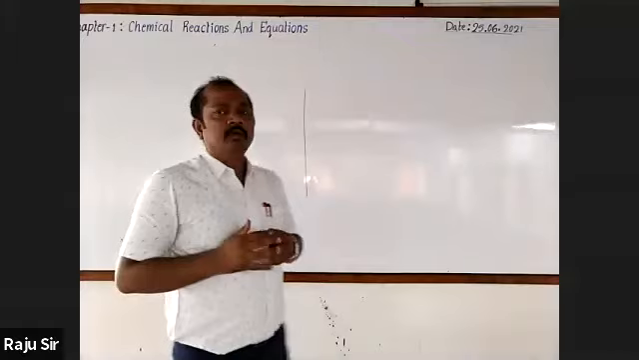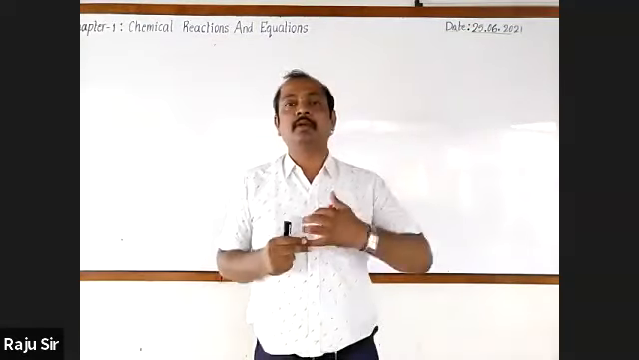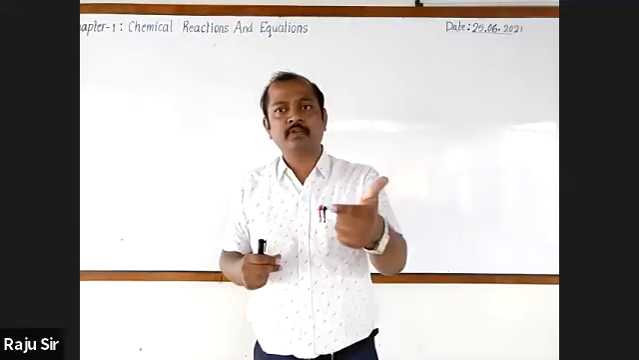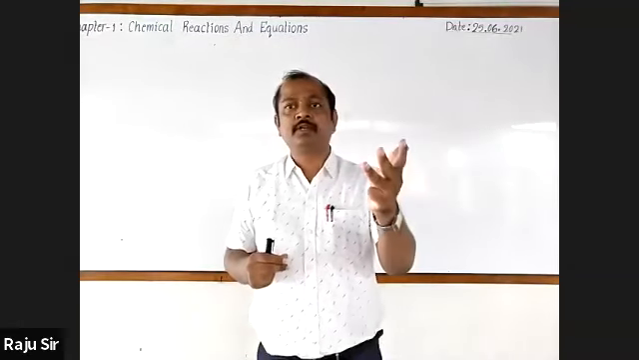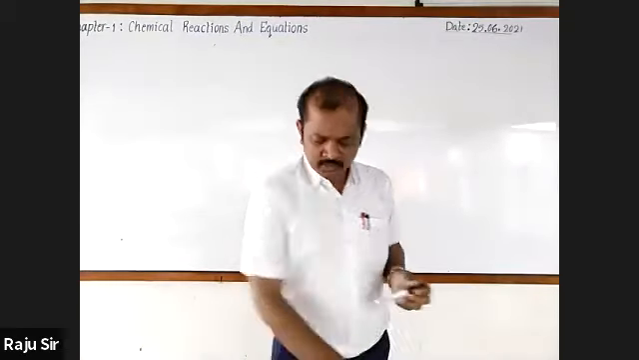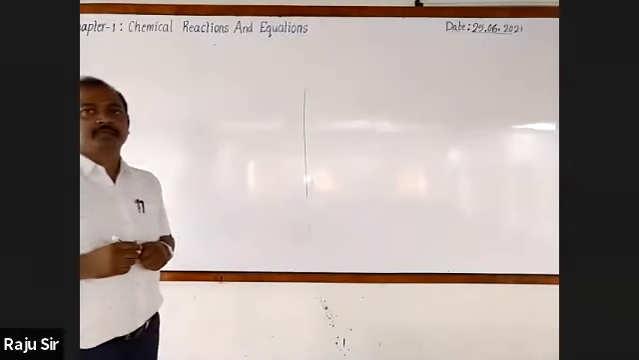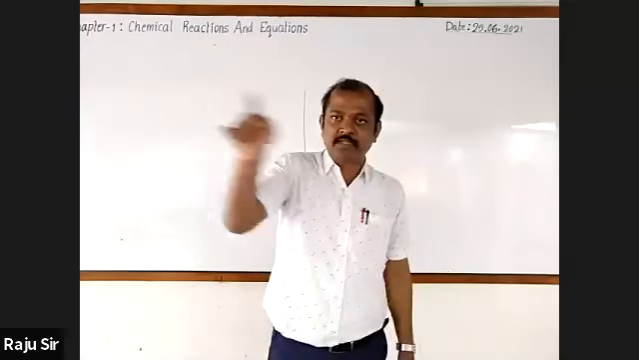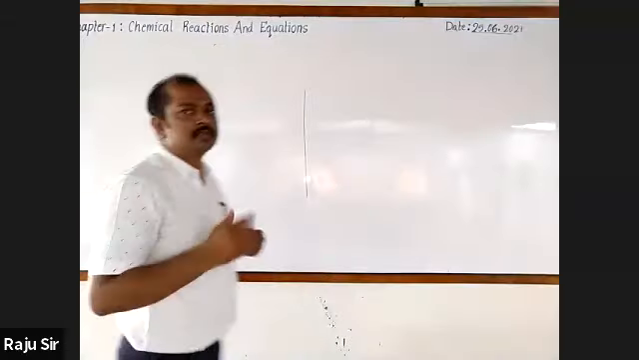Dear students, we have already discussed the characteristics of chemical reactions. It may be the evolution of gas, formation of precipitate, change in physical state, change of temperature, and also change of color. Now I'm going to take one chemical reaction: carbon dioxide gas is passed into calcium hydroxide. Let us see what happens. Just observe.